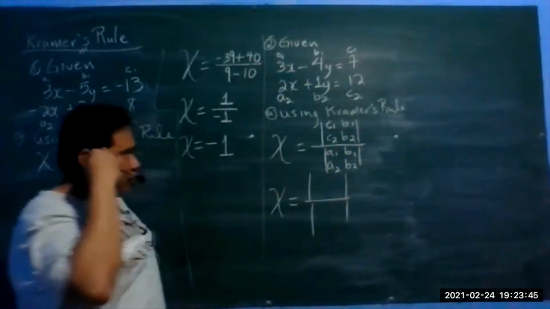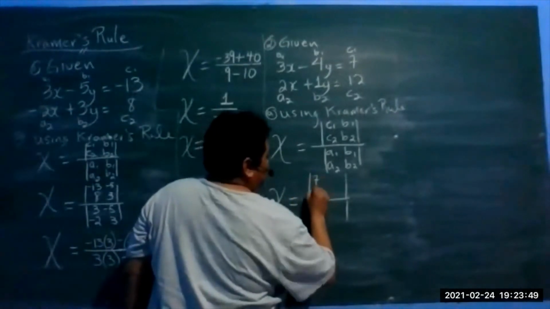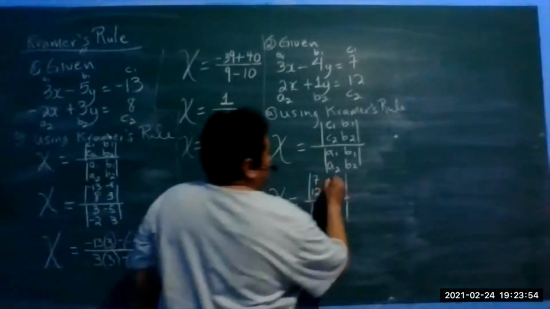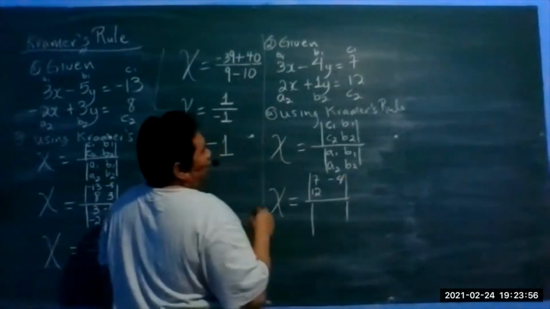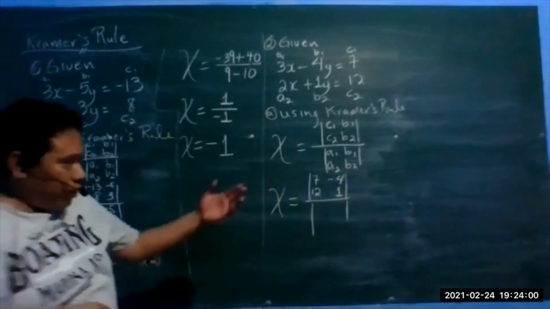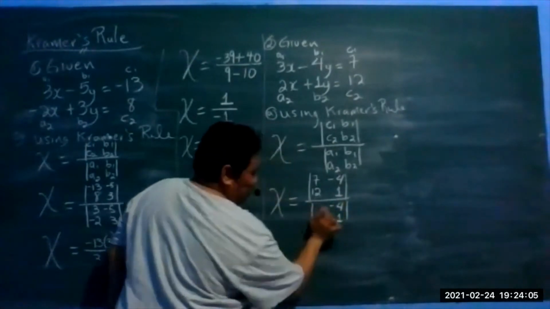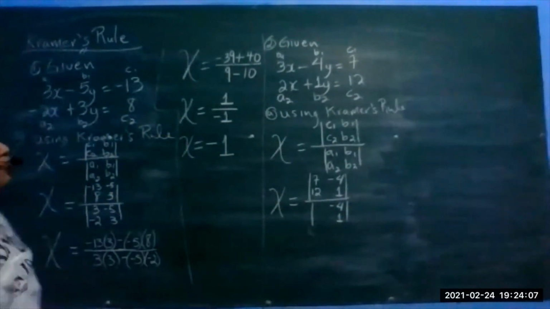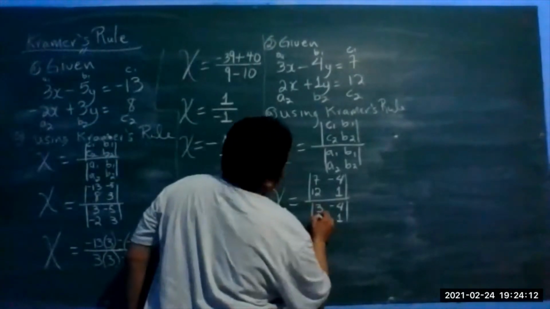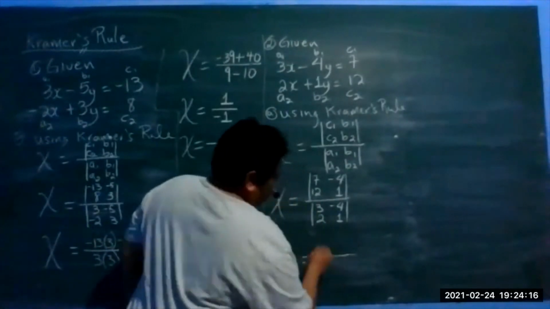Time for the values. C1 is 7 and C2 is 12. That deals with the C's. B1 is negative 4 and B2 is 1. So I rewrite the B's underneath as part of the denominator because we know that's definitely going to be there. And then we do the A's, which is going to be the 3 and the 2. So we have that so far.